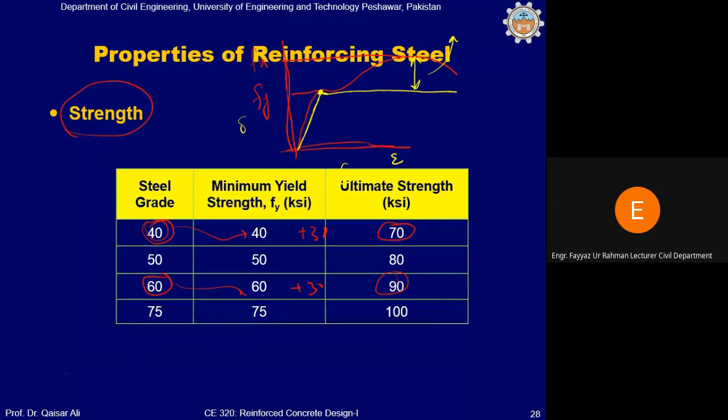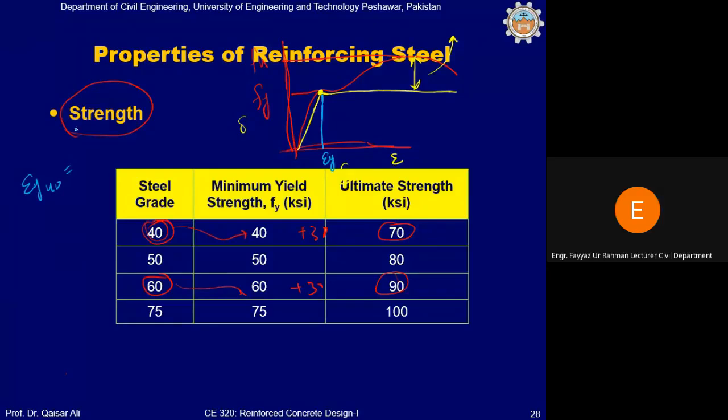Okay. So for example, this point corresponds to the yield strain. This is the yield strain of a bar. For example, what will be the yield strain of a grade 40 bar? Anyone? Yield strain of grade 40 bar. Quickly, shabash.